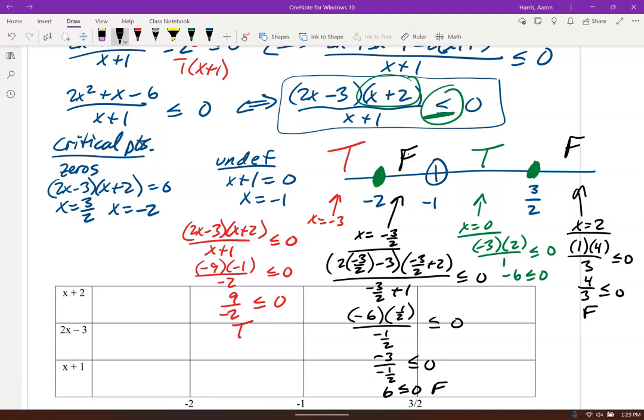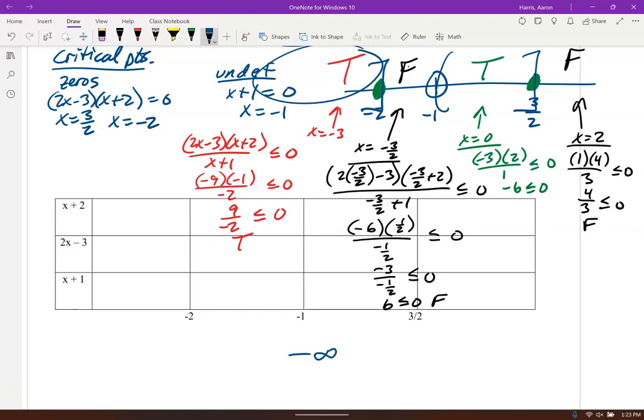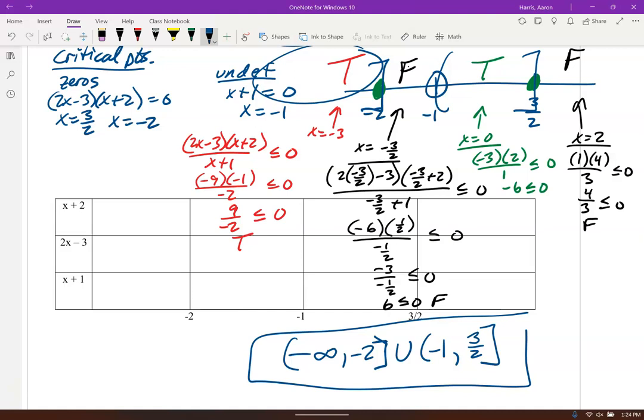So then our solution set is -infinity up to -2. I include the -2. And then do not include the -1, but then I include the 3/2, right? So let's write that out. -infinity up to -2, include the -2. And then from -1, but I cannot include -1, up to 3/2, including 3/2. And that's it. Thanks for watching.